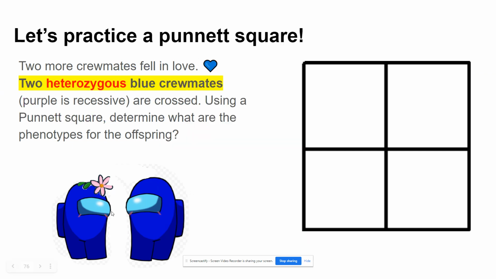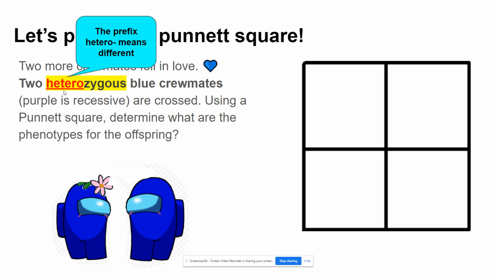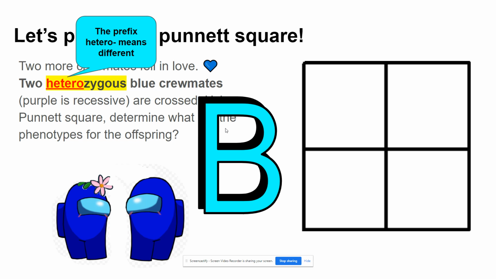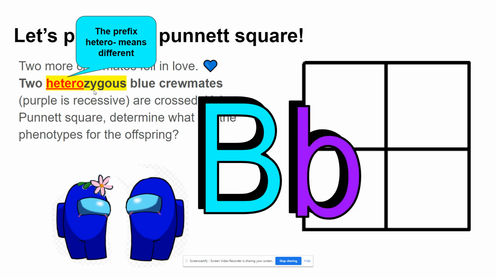So again, we have 2 heterozygous blue crewmates. They are both blue. Now, what does heterozygous mean? Remember that hetero, the prefix, means different. So with 2 heterozygous blue crewmates, the alleles are going to be different. We represent these with both a capital B and a lowercase b. Hetero means different, so the alleles will be both a dominant and a recessive trait. It's not going to be 2 big B's, and it's not going to be 2 little b's. We know they're different because it says heterozygous. And again, a dominant letter is represented by a capital, and a recessive letter is represented by a lowercase.